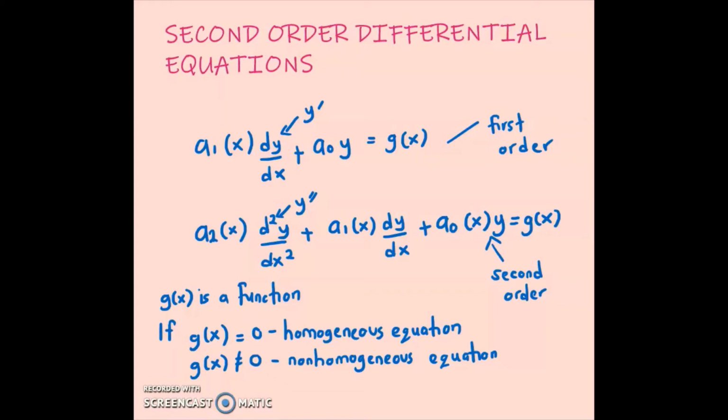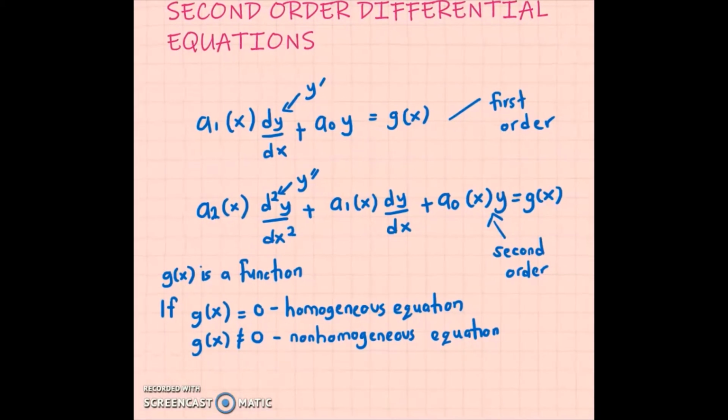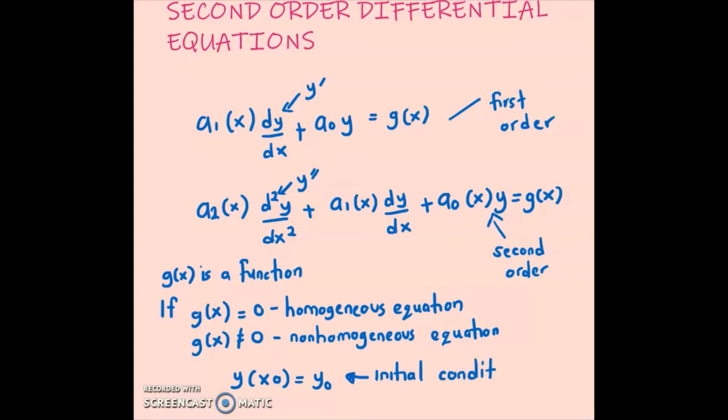The other thing that I want to say is that for the second order differential equation given here, you can have an initial condition. My initial condition is given as y(x naught) equals y naught, where the zero is a small subscript. This is an initial condition. You can have more than one initial condition.